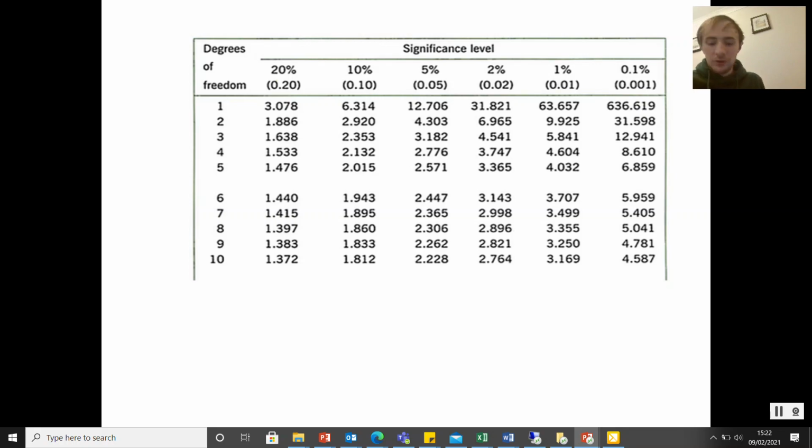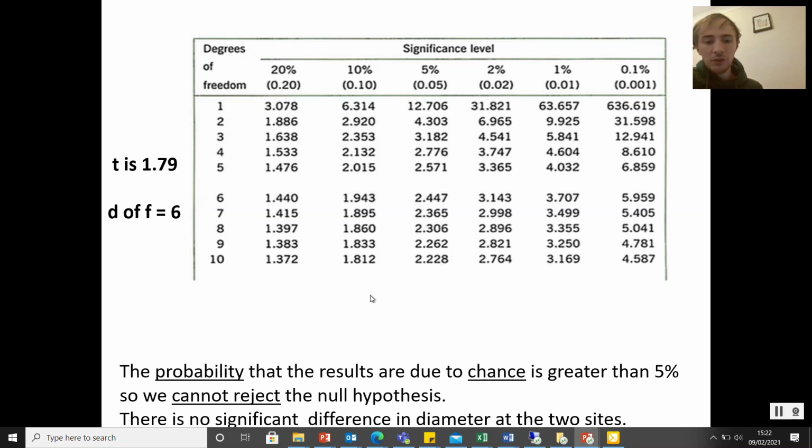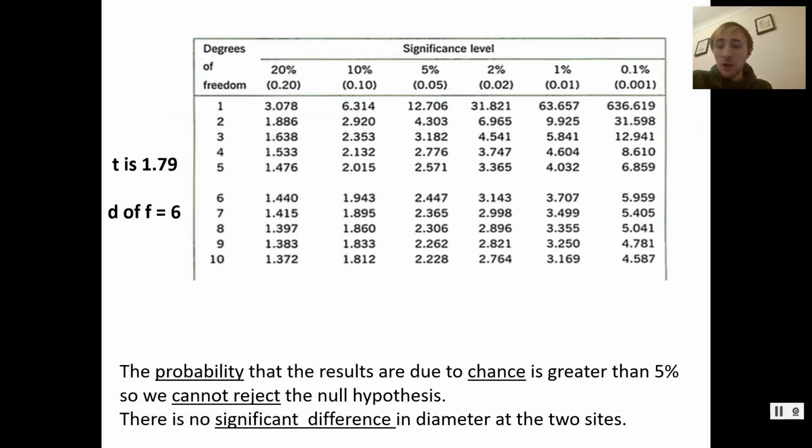So, unfortunately, I am nowhere near that significance value. I cannot be certain, and therefore the way you would write this: the probability that the results are due to chance is greater than 5%, so we cannot reject the null hypothesis. There is no significant difference in diameter at the two sites, or at the very least, I haven't changed it from earlier, in coronavirus particles in two areas. Fine. I can either write there's no significant difference, or if I'm fairly confident there would be if I got more samples, I can say it is not possible to show that there is a significant difference. It's probably the best way of writing that.